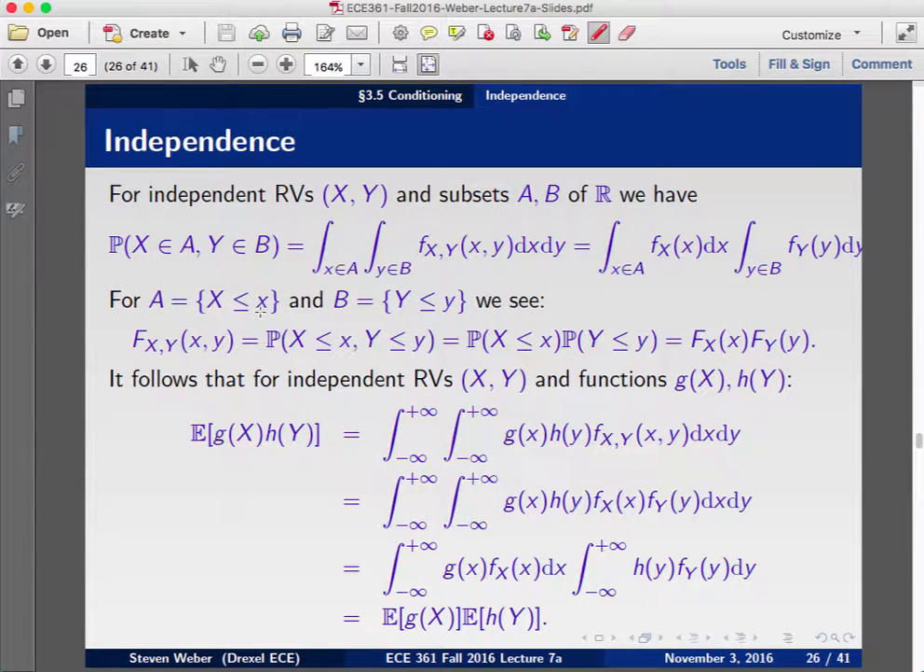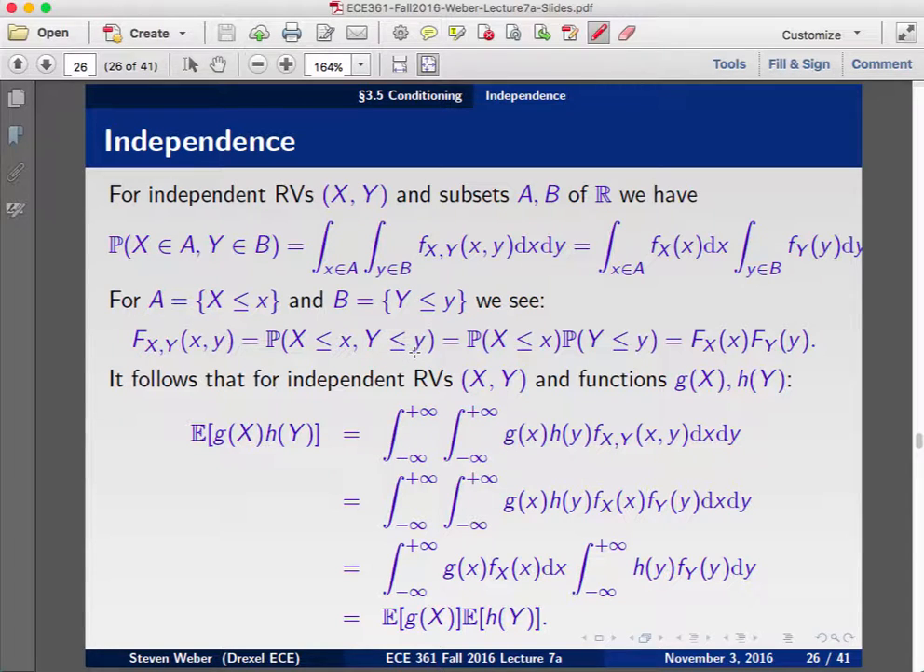If I'm interested in events of the form that x is less than or equal to some value little x and y is less than or equal to some value little y, then what I'm effectively doing is evaluating the joint cumulative distribution function, capital F sub xy. Recall that capital F sub xy at little x comma little y is shorthand for the probability that the random variable x takes a value less than or equal to little x and the random variable y takes a value less than or equal to little y.